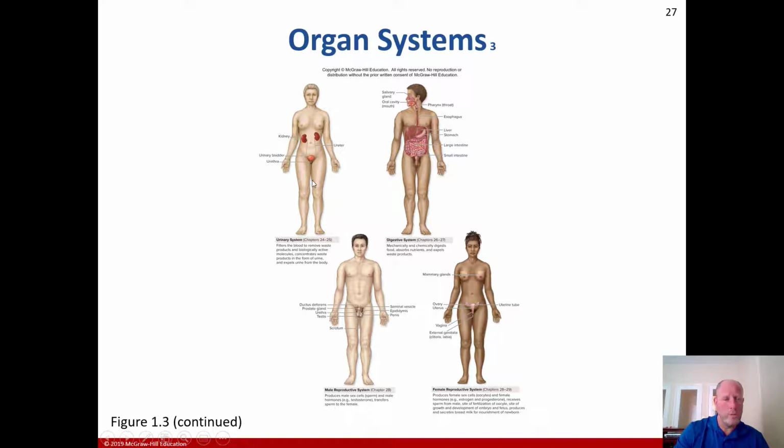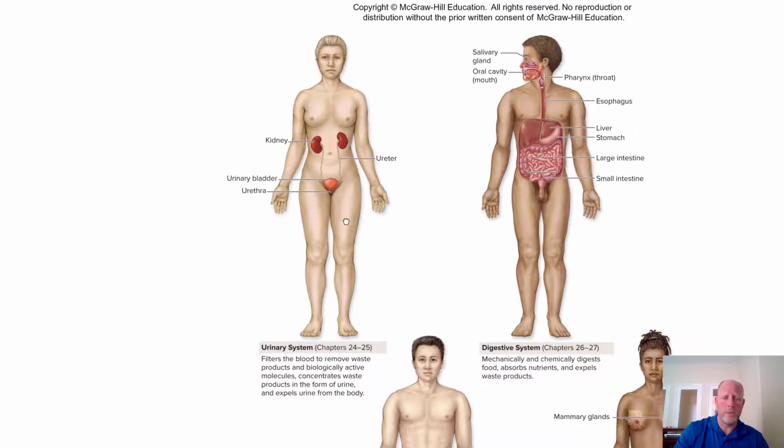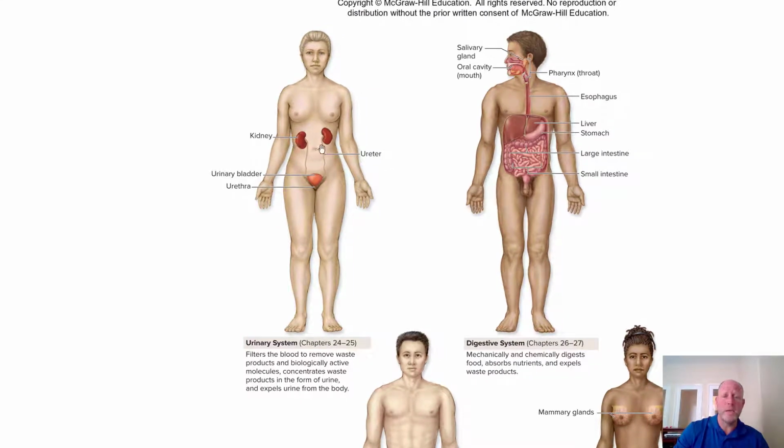And then a little bit more, because there are more systems, with the urinary system. The kidneys, the ureter, the urinary bladder, and the urethra all play a role in filtering the blood, helping to remove waste products and biologically active molecules, and it concentrates waste products in the form of urine, right? How often you urinate, your urine color, basically the efficiency with which the system interacts, all plays a role in our overall health and well-being, and understanding the urinary system is crucial in that regard.